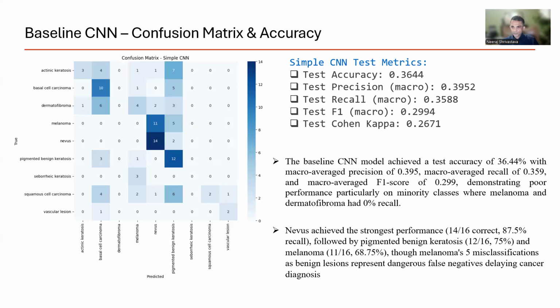dermatofibroma had 0% recall. Nevus, as you can see, achieved the strongest performance of 14 out of 16 correct, 87.5% recall, followed by pigmented benign keratosis of 12 by 16. 12 out of 16 were classified correctly, right?